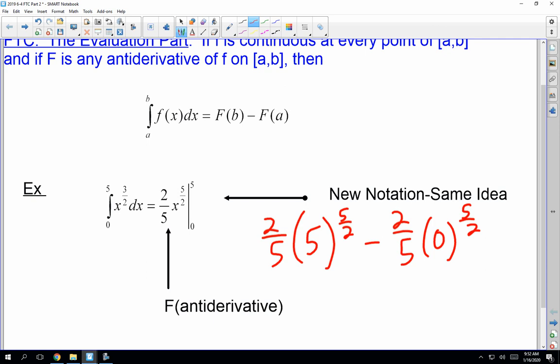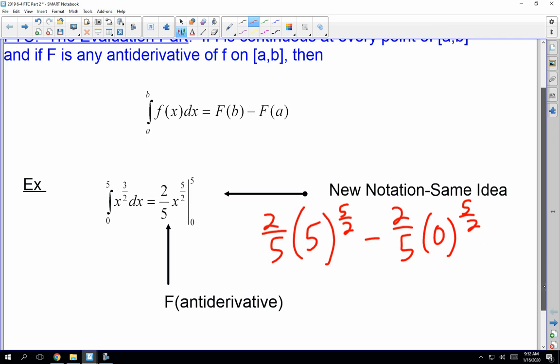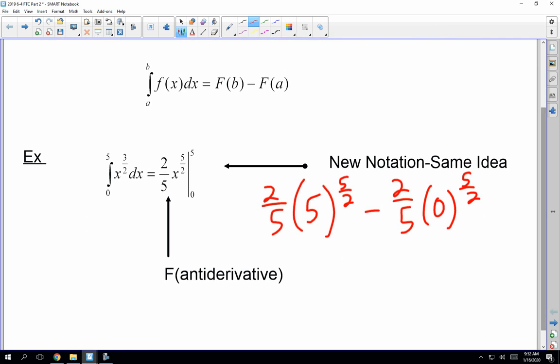So what are the prerequisites to the fundamental theorem of calculus? f has to be what kind of function? Continuous on what kind of interval? And what needs to exist to be able to evaluate it? An antiderivative, big F. Okay. So we got this written down. Notation, good.